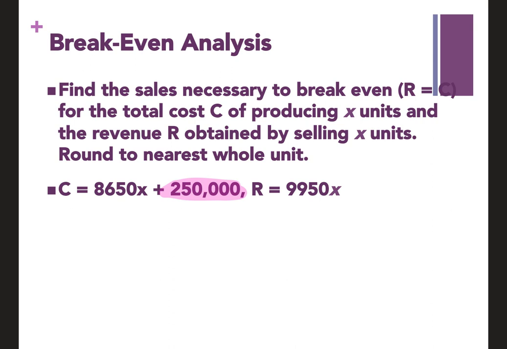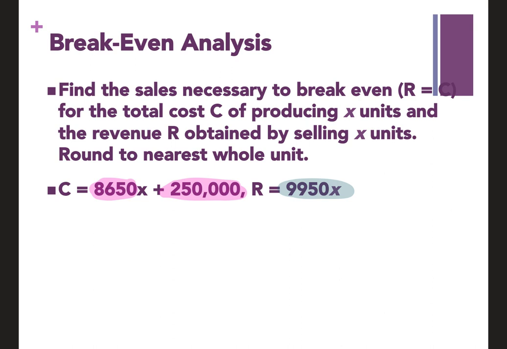So that would be like it costs you $200,000 or $250,000 to buy the machine to make the shoes. Then it costs you $8,650 for each pair of shoes that you make. These are very expensive shoes. That's your cost function. The revenue is how much you're selling those shoes for, again very expensive shoes, $9,950 per shoe. Okay? And your break even is literally when they equal each other.